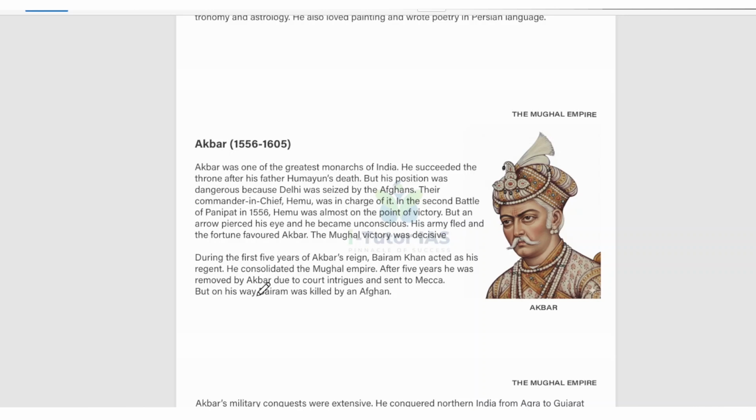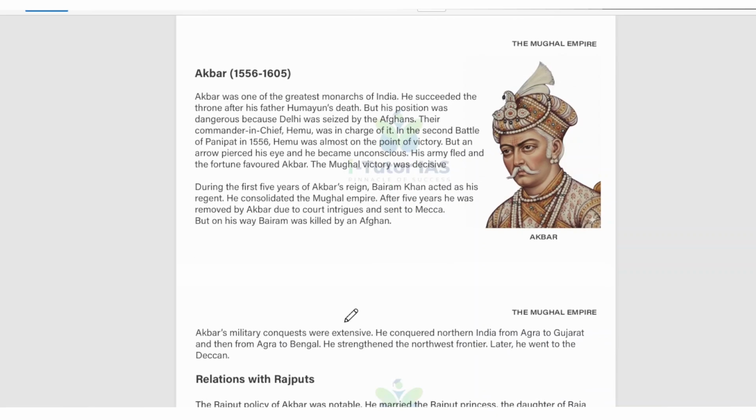Hope you remember the first battle of Panipat, at the time of Babur, and the second battle of Panipat in 1556. Hemu was almost on the point of victory, but an arrow pierced his eye and he became unconscious. His army fled, fortune favored Akbar, and the Mughal victory was decisive. During the first 5 years of Akbar's reign, Bayram Khan acted as his regent. He consolidated the Mughal Empire. After 5 years, he was removed by Akbar due to court intrigues and sent to Mecca. But on his way, Bayram was killed by an Afghan.